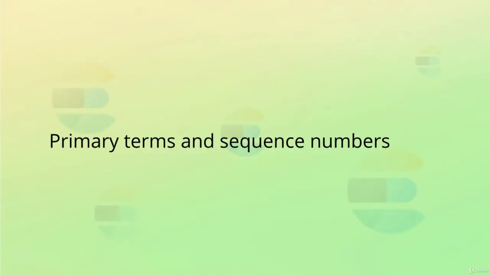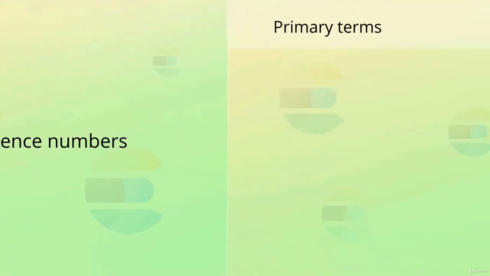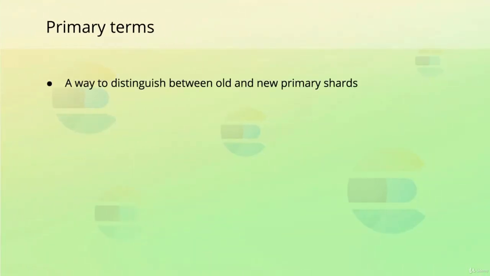Elasticsearch solves this and a number of other issues with something called primary terms and sequence numbers, among others. I won't go into too much detail because things will get a bit complicated, but I'll give you a general idea of what these two concepts are about. Primary terms are a way for Elasticsearch to distinguish between old and new primary shards when the primary shard of a replication group has changed.